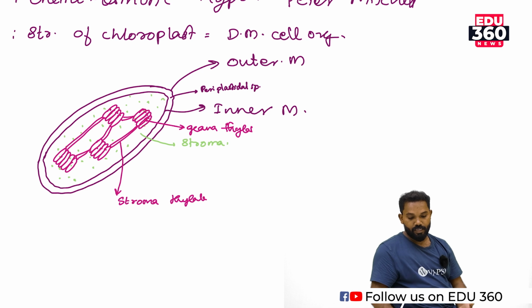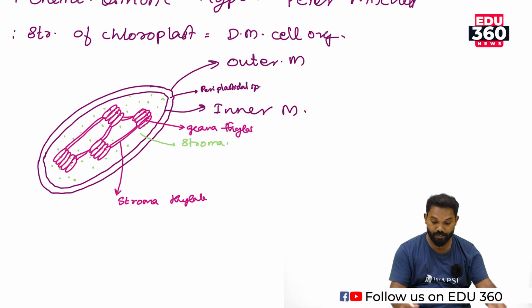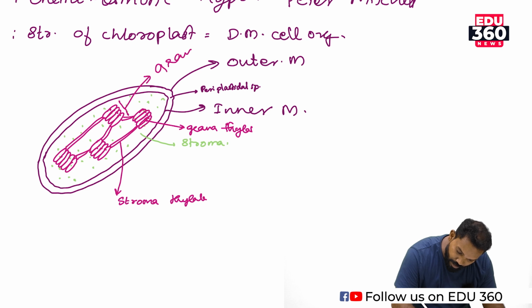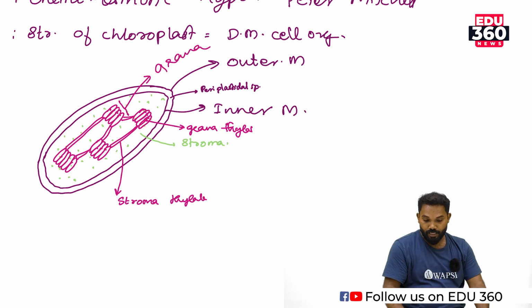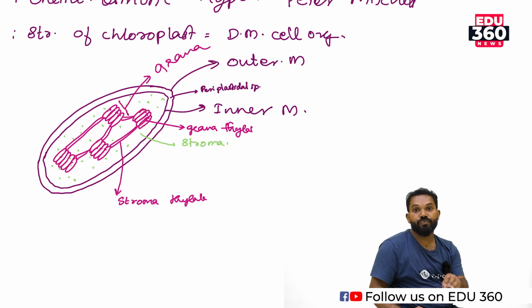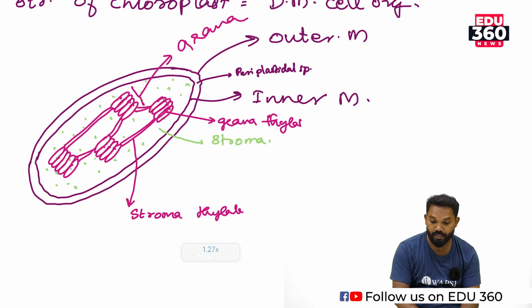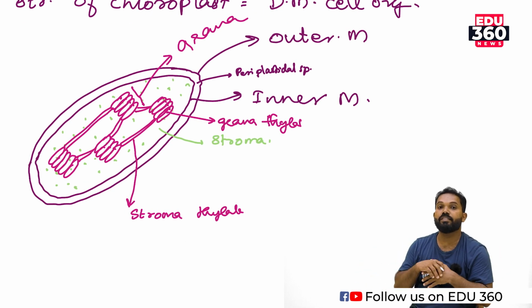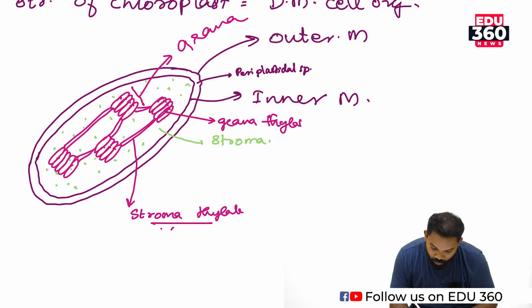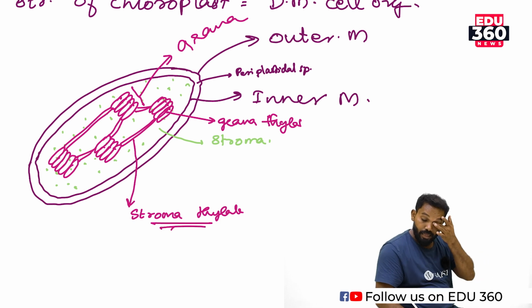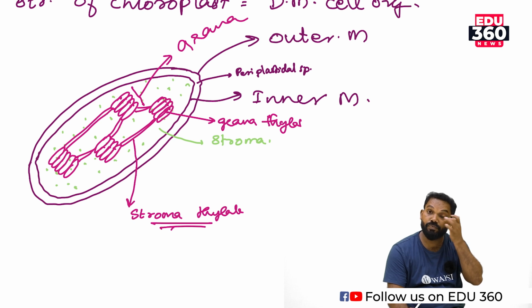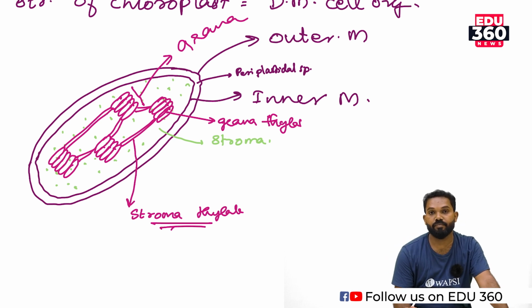The stacks of thylakoids are known as grana. The thylakoid which is used for the formation of grana is known as grana thylakoid, and two adjacent grana are interconnected with a thylakoid which is known as stroma thylakoid. Grana thylakoid and stroma thylakoid are two different thylakoids.